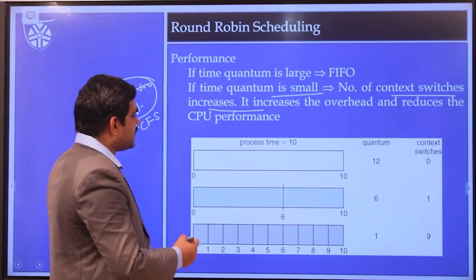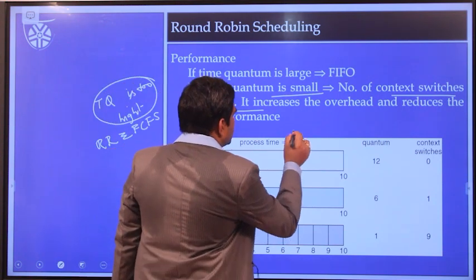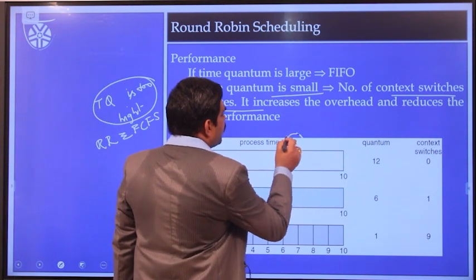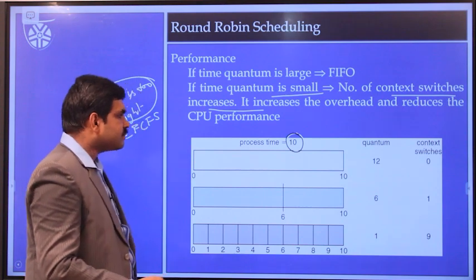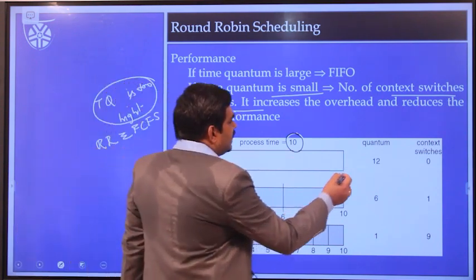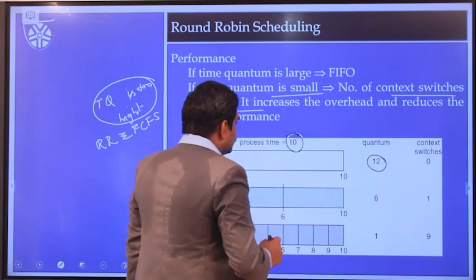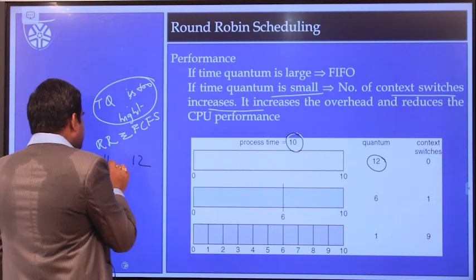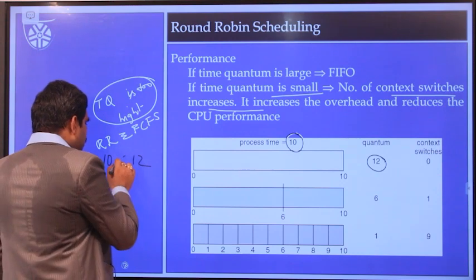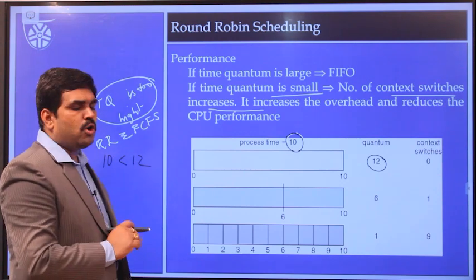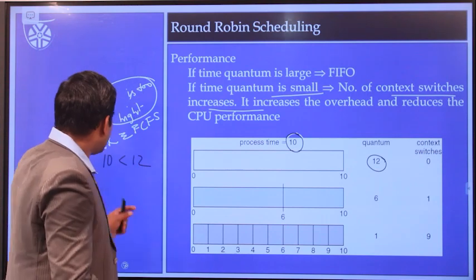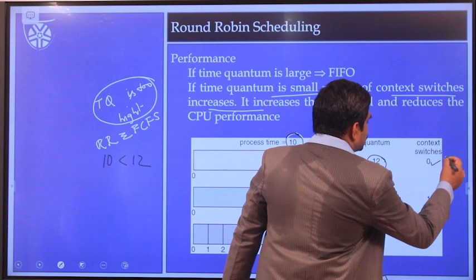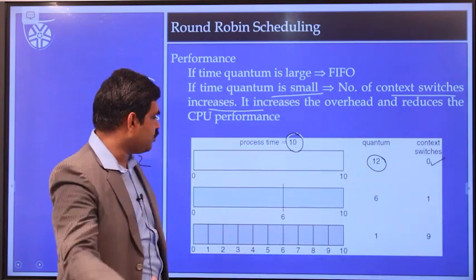Let us take a small example. For example, a process is there whose process time is 10 seconds. I have considered the time quantum as 12 seconds. So the time quantum is 12 seconds and the process CPU burst time is 10 seconds. Means there will be no context switches. Once the CPU has been allocated to that particular process, it completes the execution. So there is no question of any context switch.